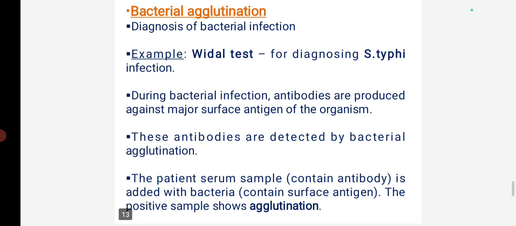Next one, bacterial agglutination. Diagnosis of bacterial infection. Example, the Vidal test for diagnosing Salmonella typhi infection. During bacterial infection, antibodies are produced against major surface antigen of the organism. These antibodies are detected by bacterial agglutination. The patient's serum sample, which contains antibody, is added to bacteria containing surface antigen. The positive sample shows the agglutination.